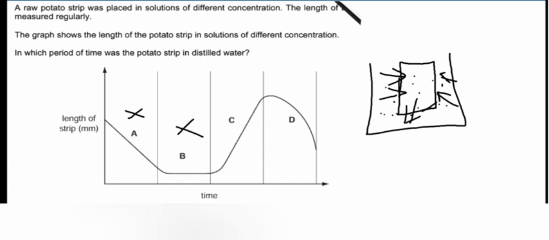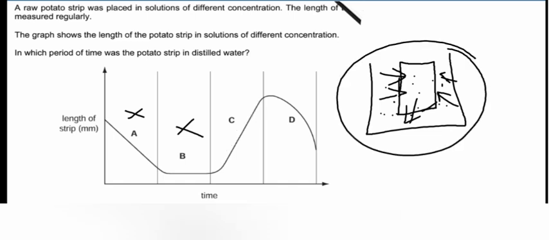Then C is indicating that the potato strip was gaining water, which is the same as this one here. So you can say C is going to be the answer, because C is illustrating that once you place the potato strip in distilled water, it is going to gain water by what? By osmosis. So let's see the next question.